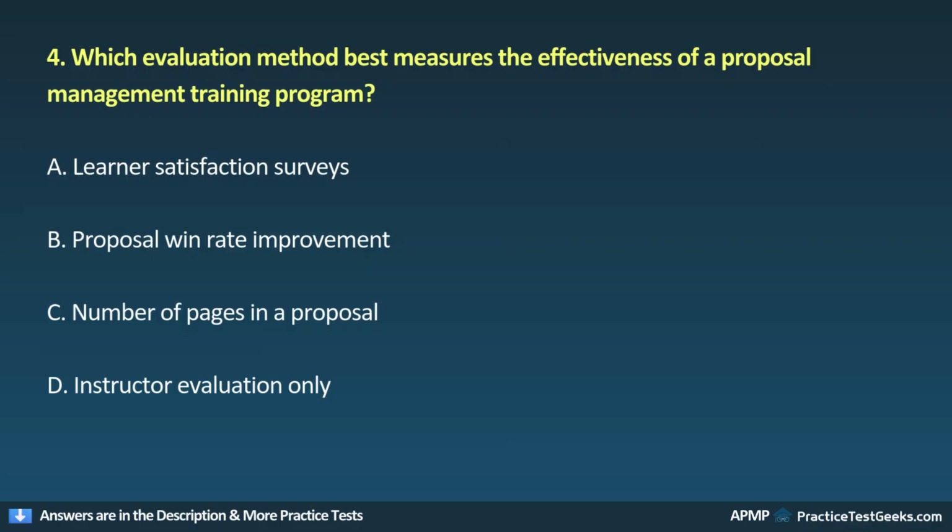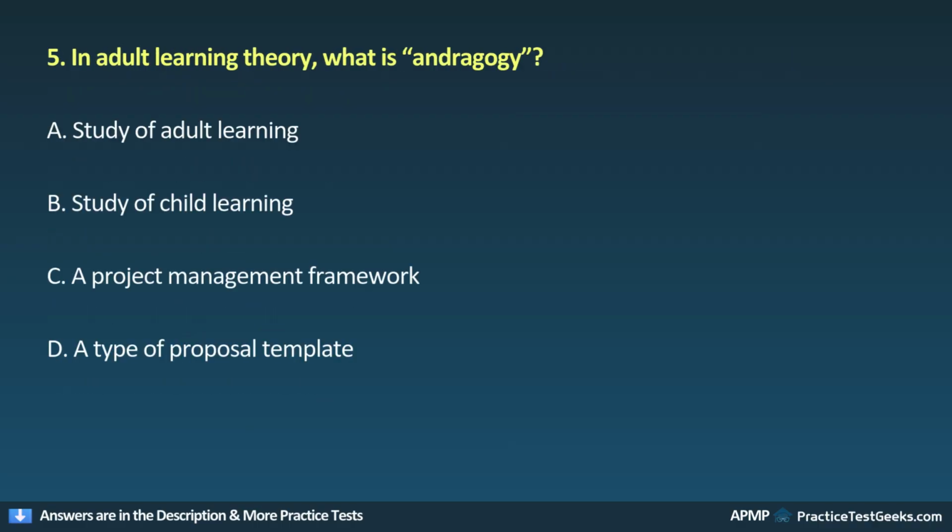A. Learner satisfaction surveys. B. Proposal win rate improvement. C. Number of pages in a proposal. D. Instructor evaluation only. 5. In adult learning theory, what is andragogy?